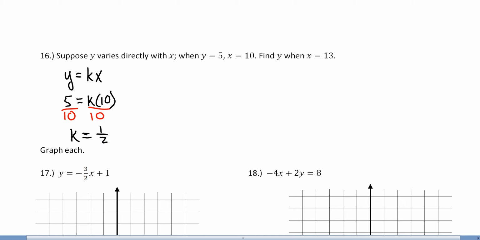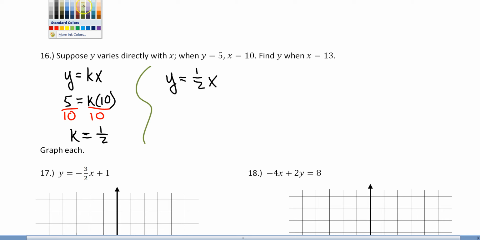Okay? And so now I have my k value. So in other words, this particular relationship is going to be described by the equation y equals 1/2 x. So I find the k value, then I write my direct variation equation, and then the last thing I have to do is use that direct variation equation. So I find k, I find the equation, and now I'm going to use that equation.